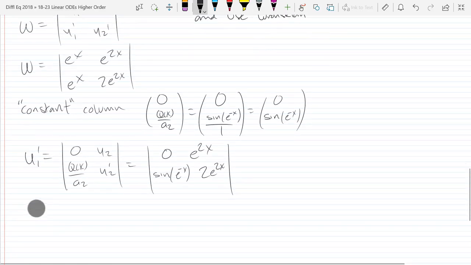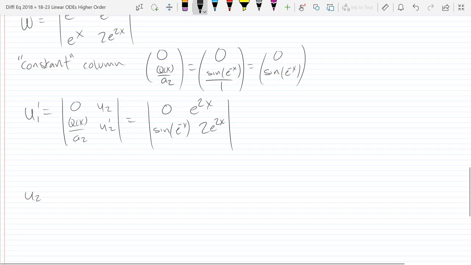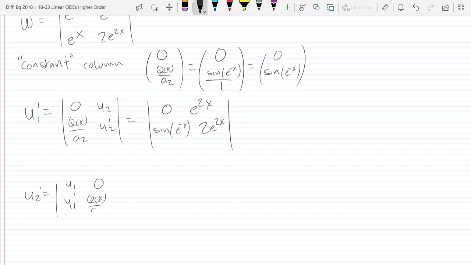So that is u1 prime, and I'm going to write out u2 prime. So this is y1 prime in column 1, and then column 2 goes 0, q of x over a2. So that's e to the x in column 1, and then 0, sine e to the negative x.